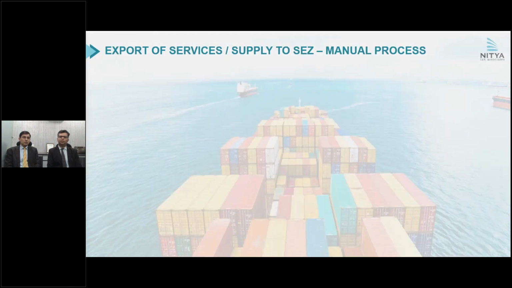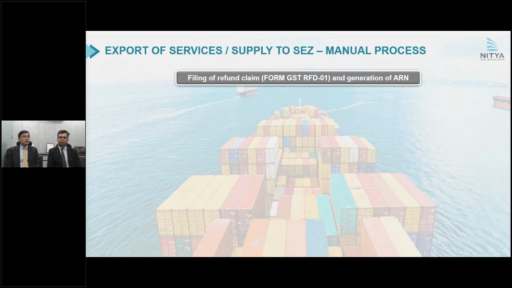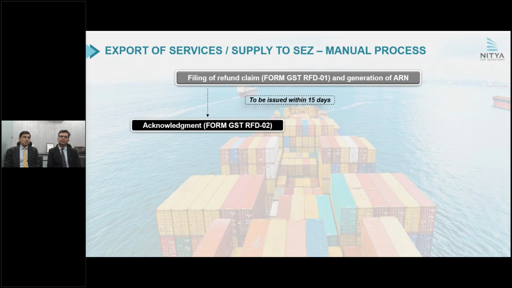Next comes the process of export of services or supplies to SEZ, which, as against supply of goods for exports, is a manual process. In this case, the refund is filed in form GST RFD01 and an ARN is generated. The filing of this refund claim is electronic via a recent circular and the recent methodology issued. Once this refund claim is filed, an acknowledgement is issued within 15 days.